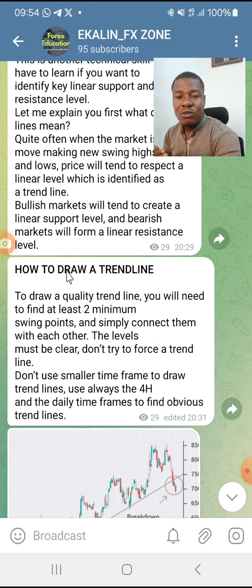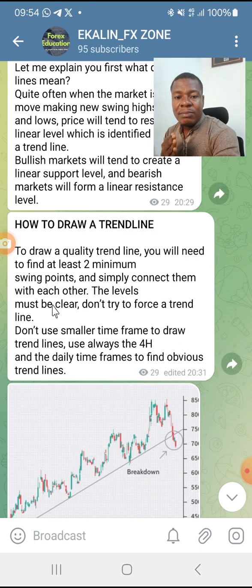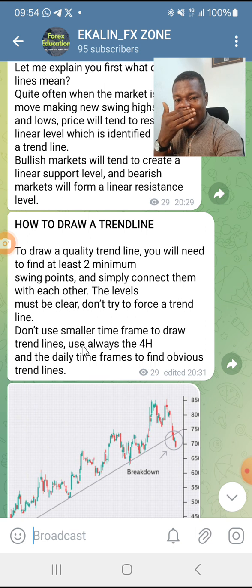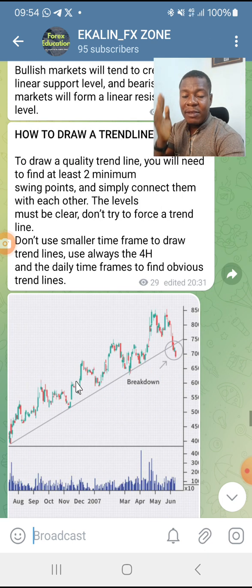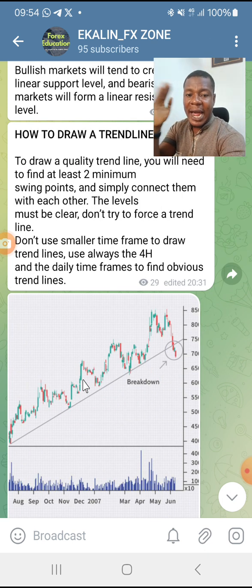So, how to draw a trend line. To draw a quality trend line, you need to find at least two minimum swing points and simply connect them with each other. The levels must be clear. Don't try to force a trend line. Don't use smaller time frames to draw trend lines. Always use the 4 hour and then the daily time frames to find obvious trend lines. Like we said before, always make sure you are making your analysis on a higher time frame.